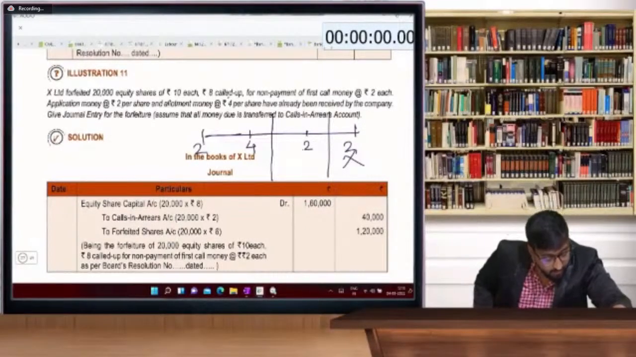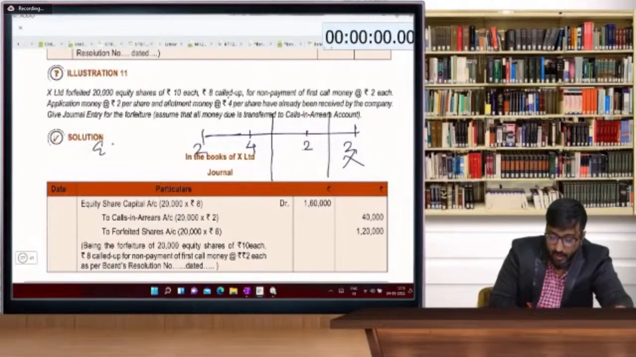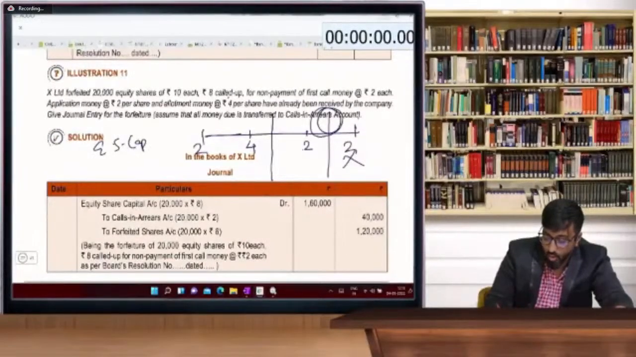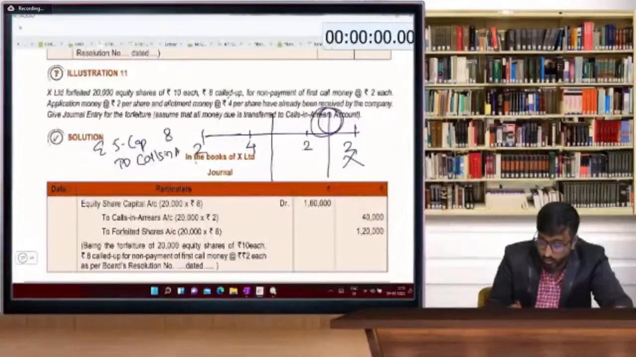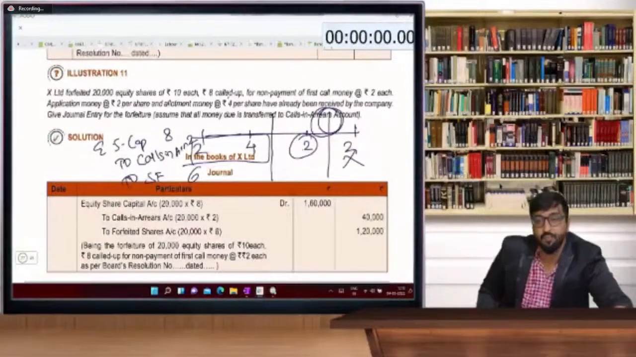Very good. Who will write the amount? Who is that person? Amount कौन लिखेगा? Equity share capital up to second call, that is called up amount, called and forfeited. 8, 2. You can write now calls in arrears because it is open. So calls in arrears 2 rupees and 2 shares forfeited, which is received amount. So received is 6. Very simple. And multiplied by 20,000 shares, sir.